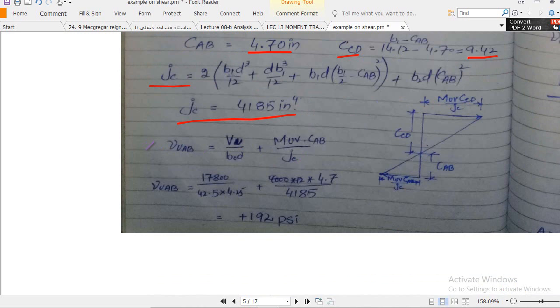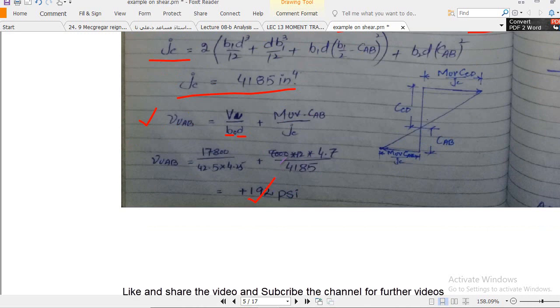Now we have to use the shear and flexure interaction formula, which is this one, and this is the diagram, right? The shear flexure diagram, and you already know this kind of representation. This is my CAB and this is my CCD, and this is my MUV CCD divided by JC, and this one MUV CAB divided by JC. We already know VU, which is this one. B0 we already determined, D we already know, and MUV you already determined. You just need to plug in the values. You get plus 192 psi, which is the larger shear, right?